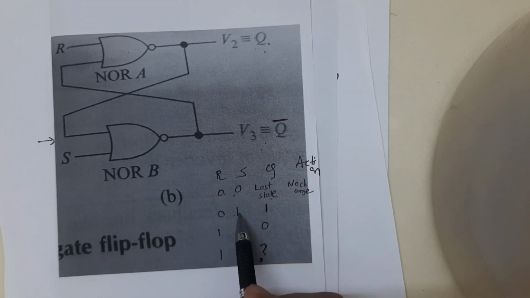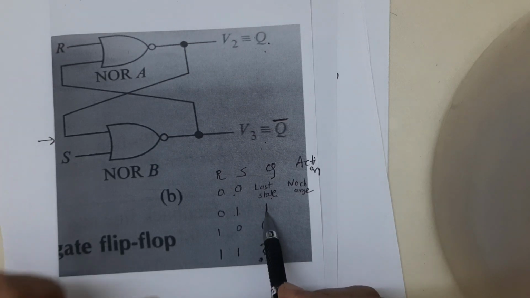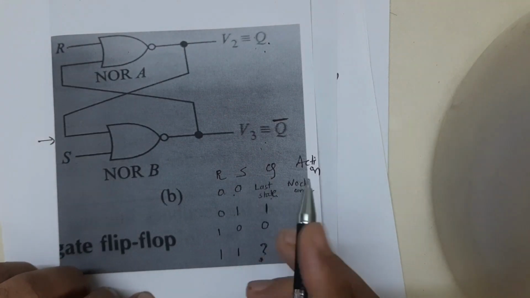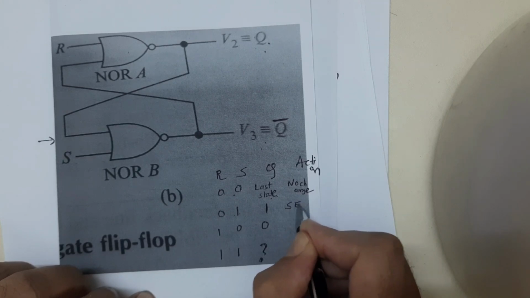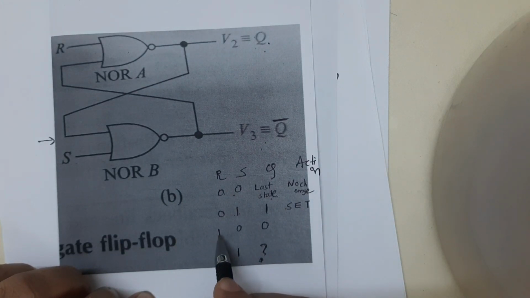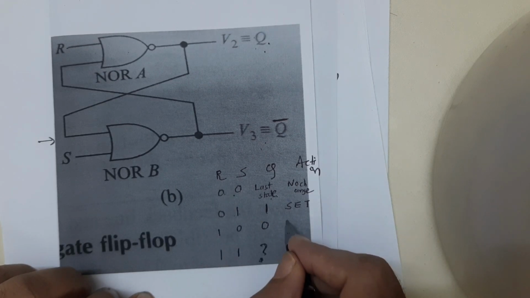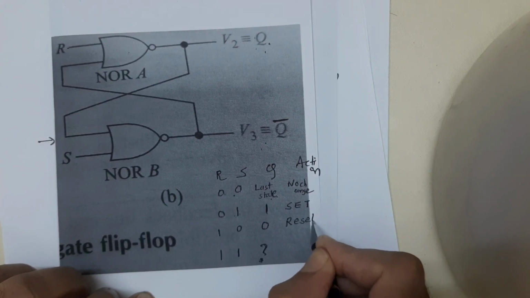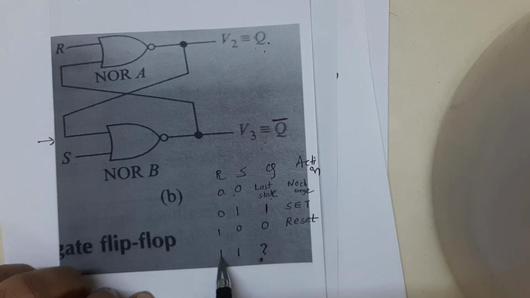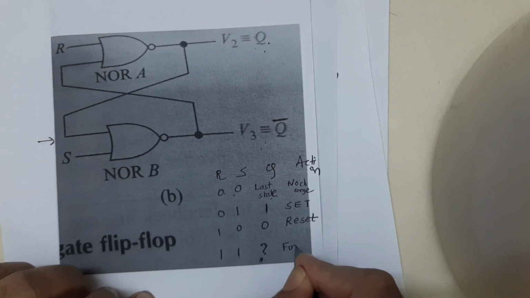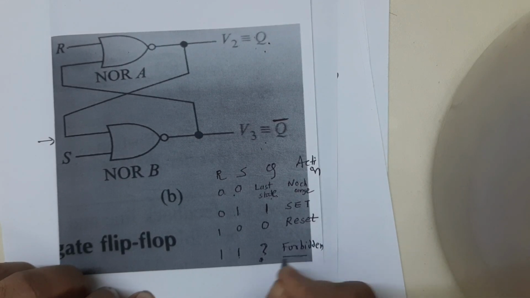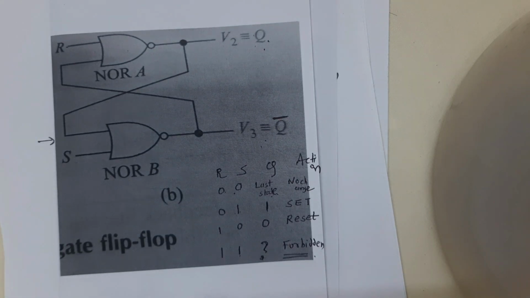For the second input 0, 1, output is equal to 1. The 1 is given to the set input, that means the flip-flop is set. For the third input 1, 0, output is equal to 0. The 1 is given to R, so the action is reset. The last one, 1, 1, output is equal to question mark. This is nothing but forbidden. We discuss each and every input and what the output is.